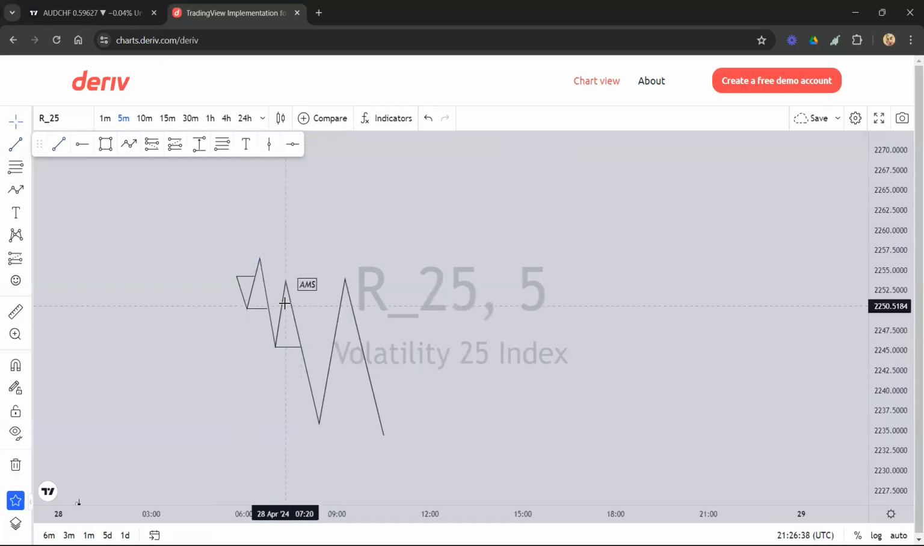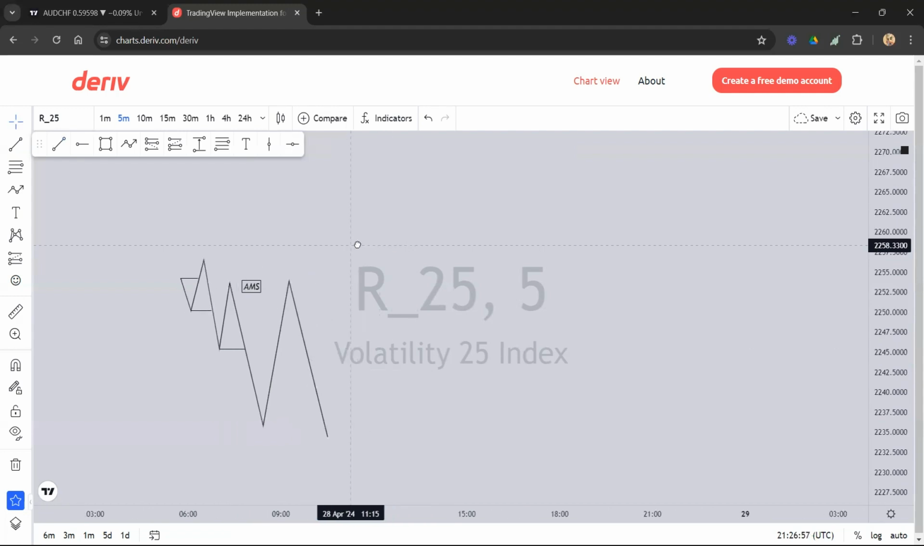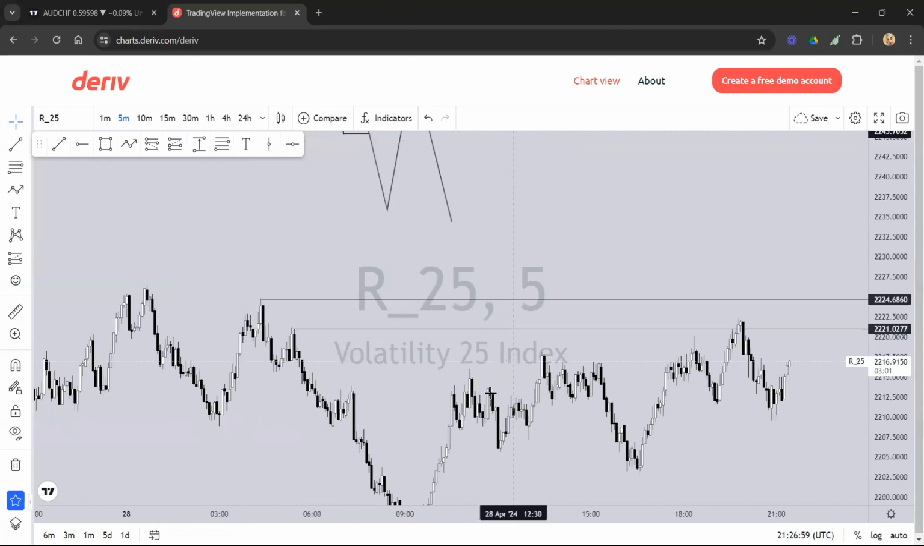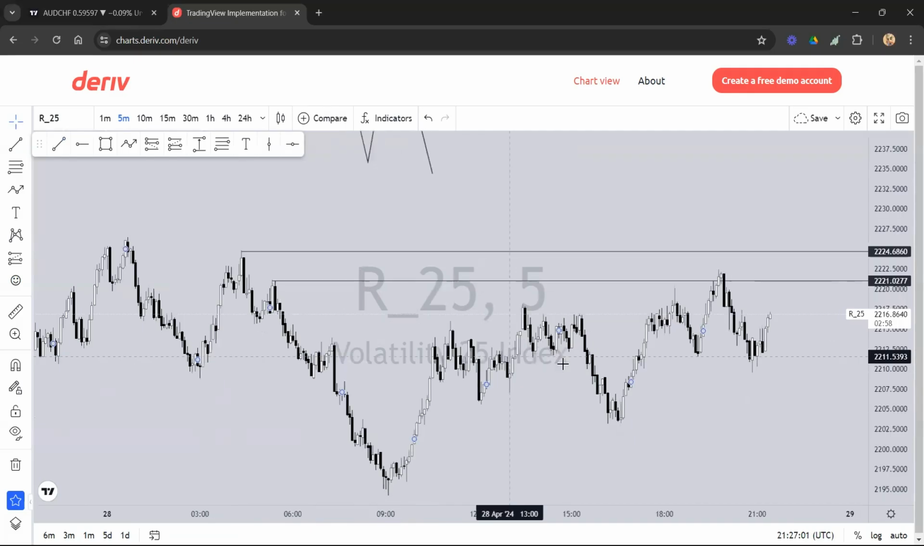So when it broke this structure here, it went down. And what happened? It came back up again and swept everybody out here. And then what? Sold off. This is what an advanced market structure looks like. Now let's go to chart and see it.